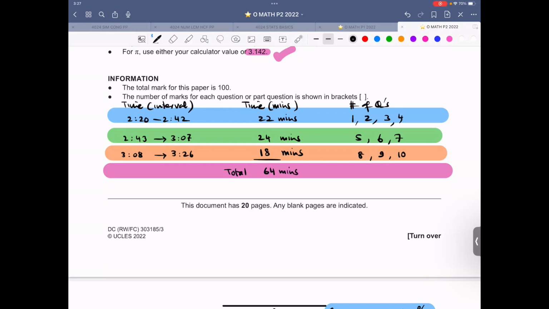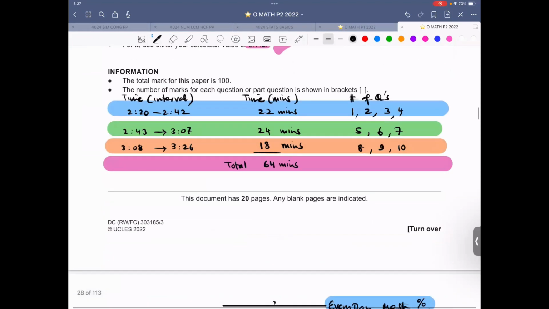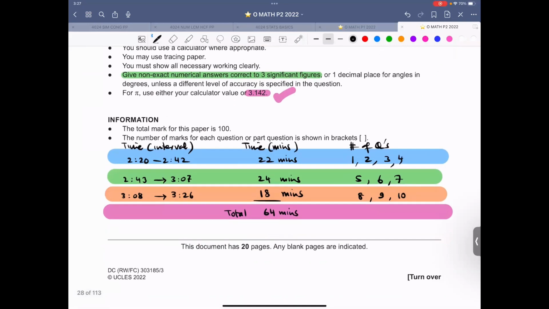64 minutes I have done for a 2-hour, 30-minute paper. That is a 150 minutes paper. And this I have done with a lot of explanation and narration. So that means you can easily complete it in 2.5 hours.